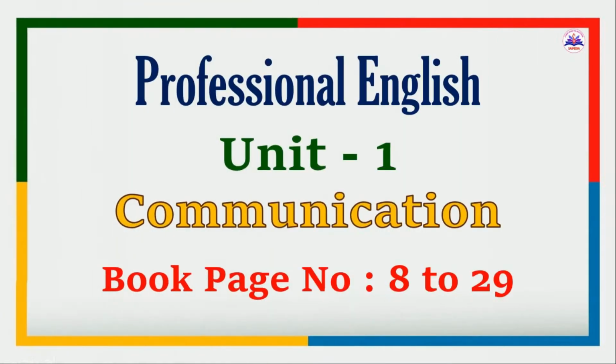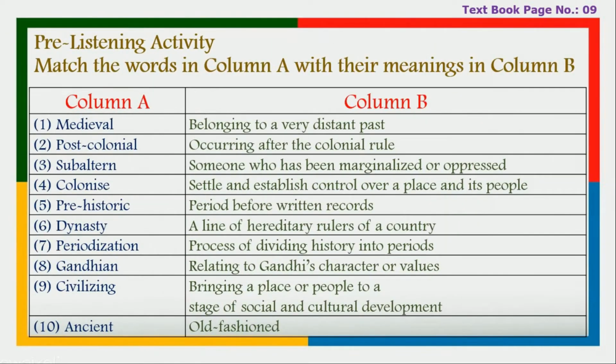This video deals with professional English for arts and social science UG first year students. Professional English syllabus covers 5 units. Unit 1 Communicate Exercise Answers, page number 8 to 29. In first unit, the syllabus covers listening, speaking, reading, writing and vocabulary.